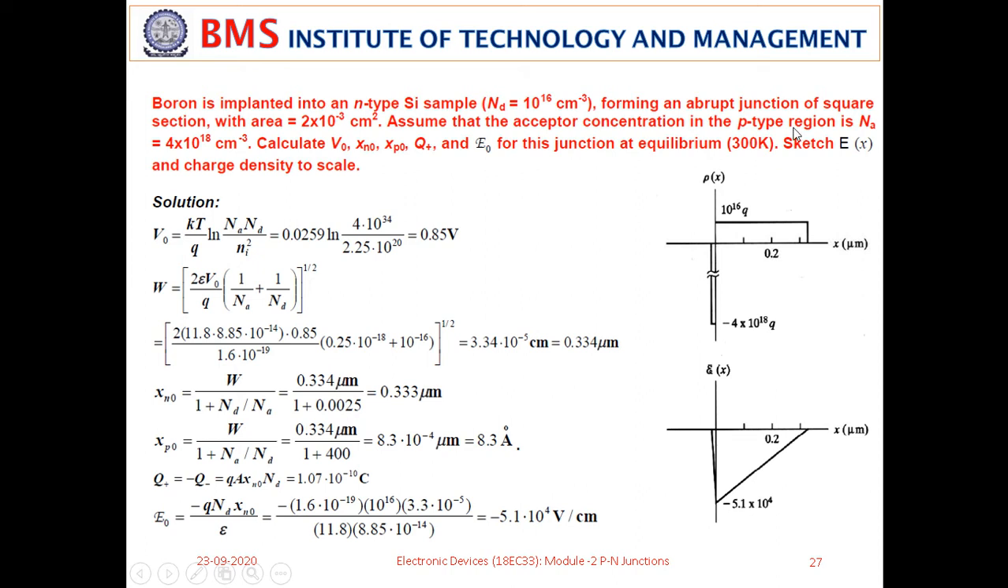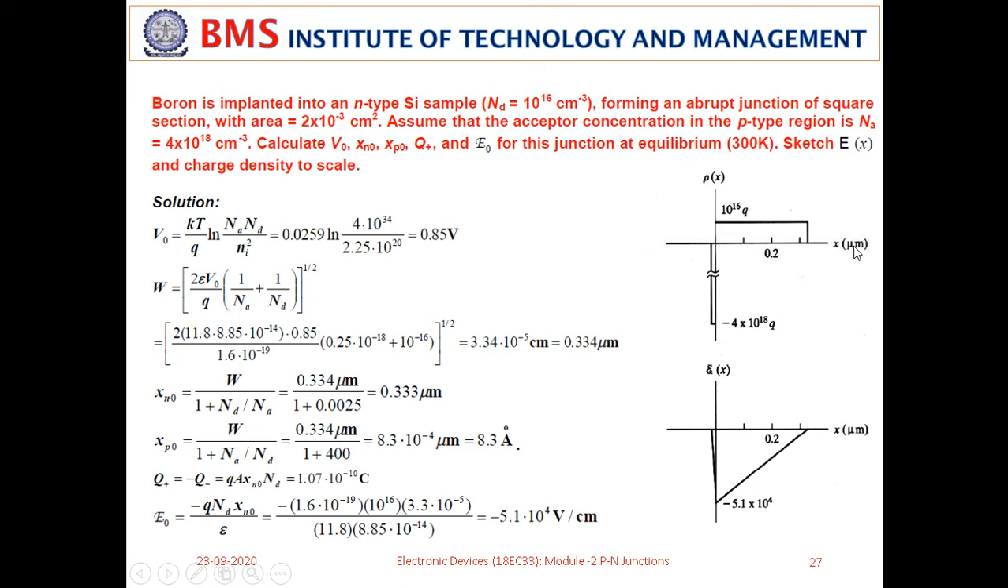This problem expects the E of x and charge density graph. The charge density graph we have shown already. It is a step waveform, negative on the p side and positive on the n side. The areas under the positive pulse and negative pulse are the same, but you should know the maximum positive value here. This is q into Nd. So Nd value is going to be 10 to the power of 16. So 10 to the power of 16 into q, that's going to be the positive value. And here we have minus q into Na. Na is given as 4 into 10 to the power of 18. That's the most negative value.